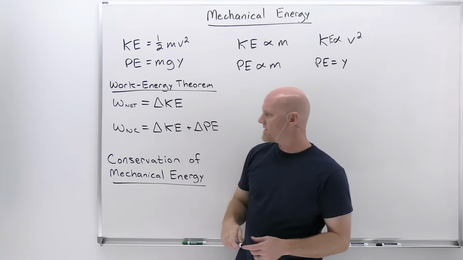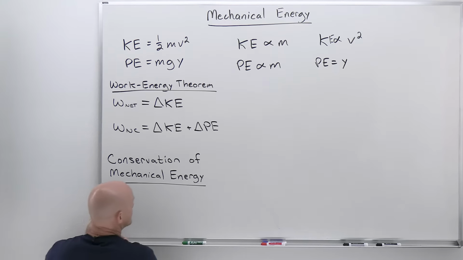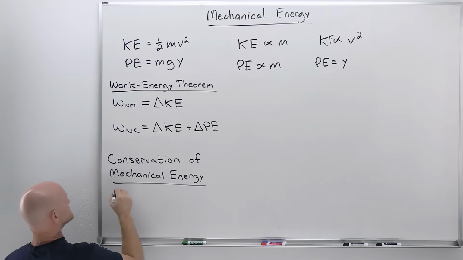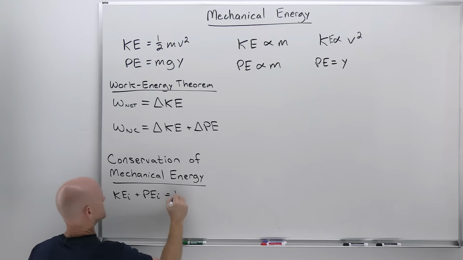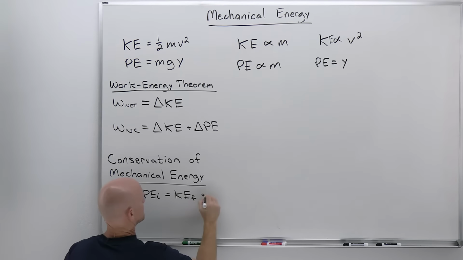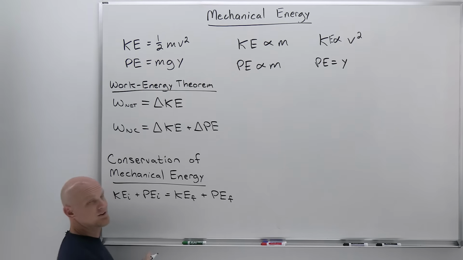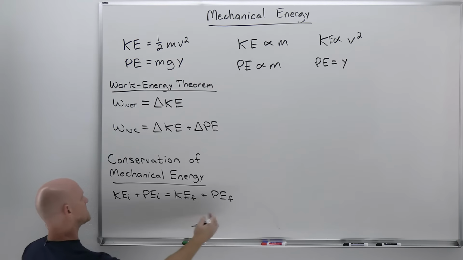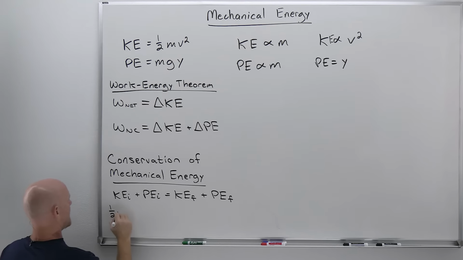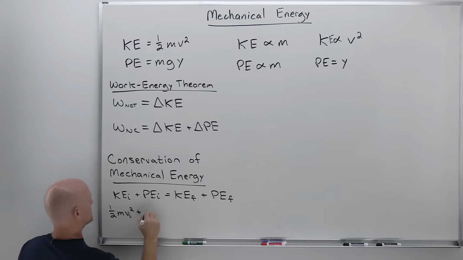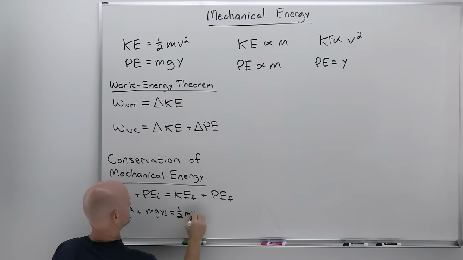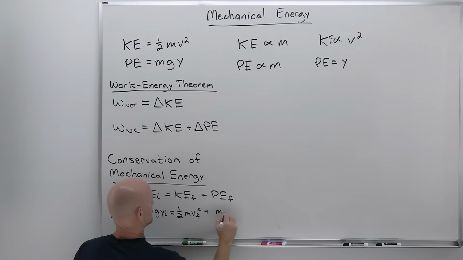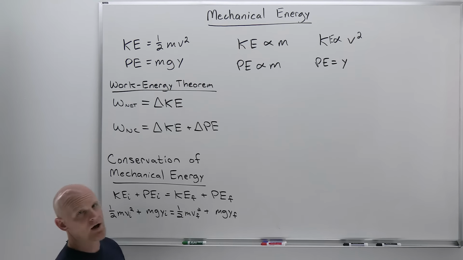And then finally, we'll talk about the conservation of mechanical energy here. It simply says that for an object only experiencing conservative forces, no non-conservative forces, the kinetic energy initial plus potential energy initial will equal the kinetic energy final plus potential energy final, totally conserved. Now we could expand this out just a little bit, and we could say that 1/2 mv initial squared plus mgy initial equals 1/2 mv final squared plus mgy final, and expand it out that way.